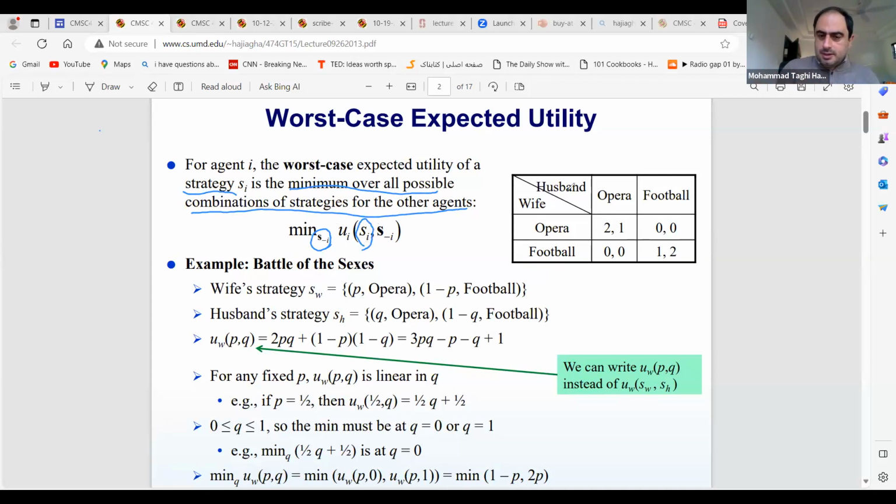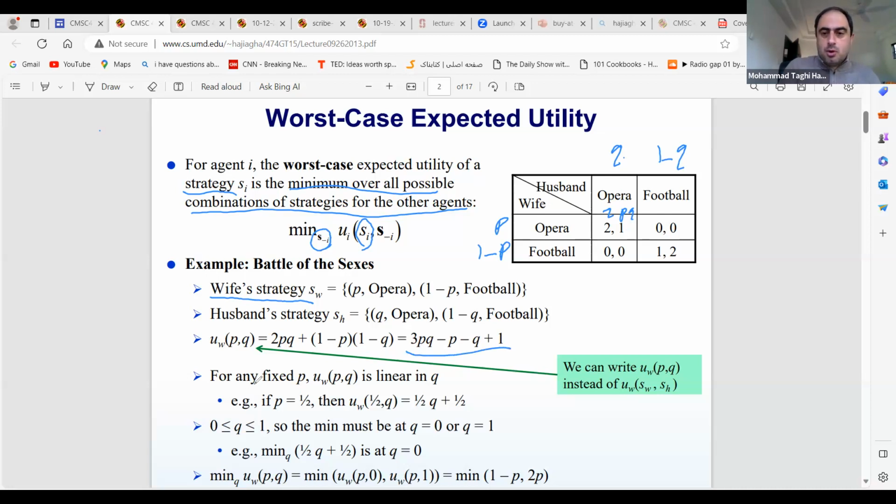So let's see an example here, the husband and wife case. This was the normal form game, and these are the utilities. For the wife's strategy, say it is P opera and 1 minus P football, and for the husband we have Q opera and 1 minus Q football, then the expected utility would be this. Essentially for each outcome, we need the landing probability. Here it would be 2, which is the utility, times PQ. So PQ is the landing probability and 2 is the utility. So you can compute it, and that's essentially the formula that we will get.